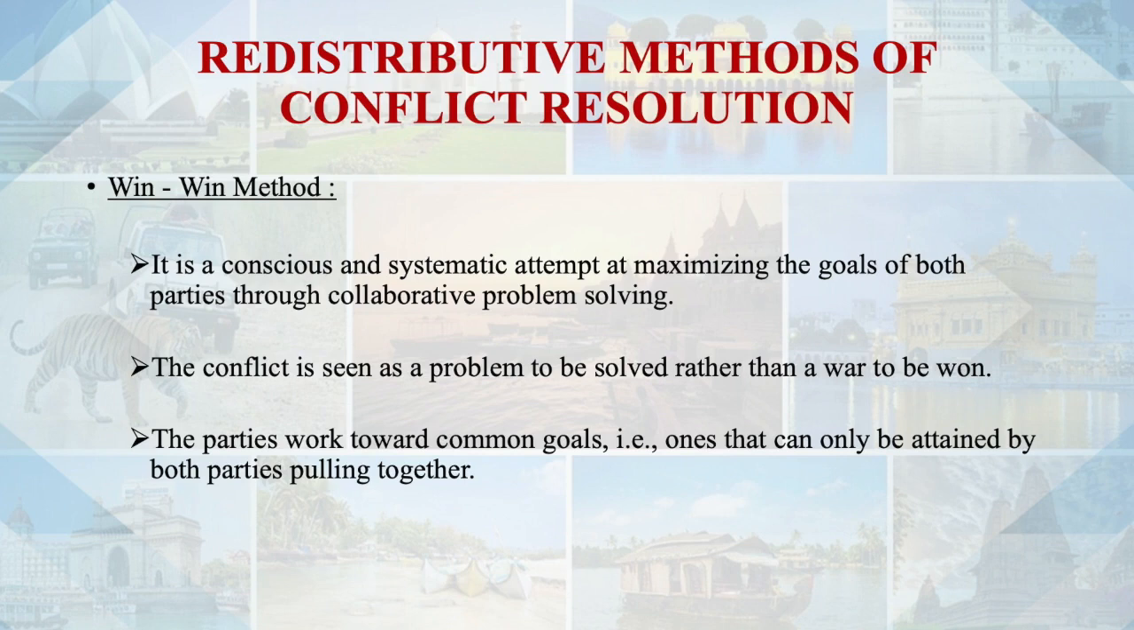How can it be solved? By pulling both the conflicting parties to join together and make collaborative efforts to solve the problem. So in the redistributive methods, we had conflict resolution. We have 3 methods: win-lose method, lose-lose method, and win-win method.